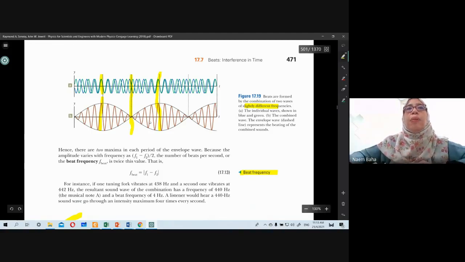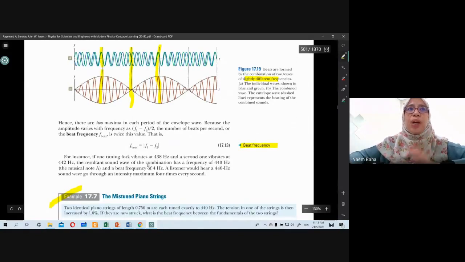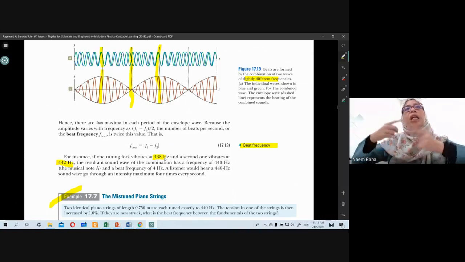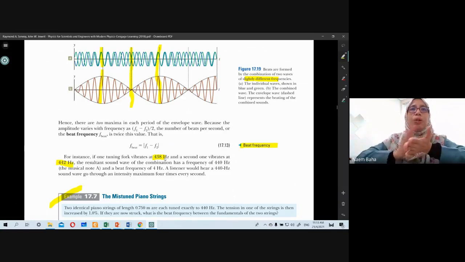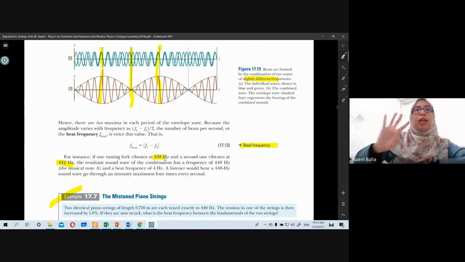Now, mathematically, let's say that you have 442 and 438. If they are vibrated together, the beat will be 442 minus 438, which is 4. Understand? Or 438 minus 442. So 4. So the listener within 1 second will be hearing something louder 4 times. Okay, 4 times.